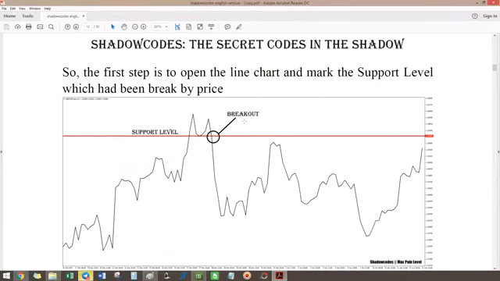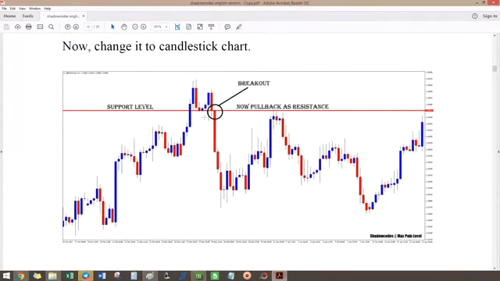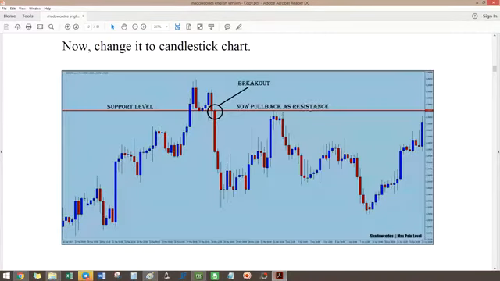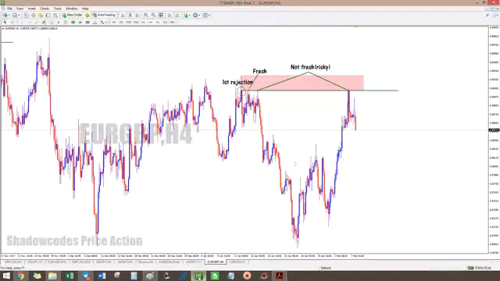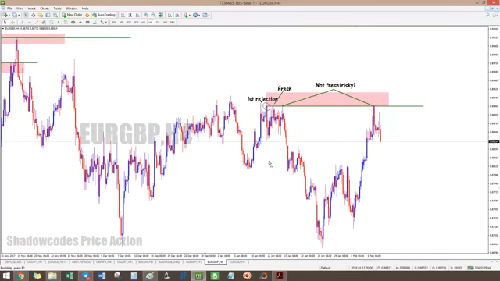So how to draw support become resistance. First you find a support level here, and then you find where there is a breakout. Change it to candlestick. You have a support level, support become resistance, so we pull back here. At the breakout, you can see there is a base here. Even this shadow can be a base on a lower time frame. Let me show you some examples.